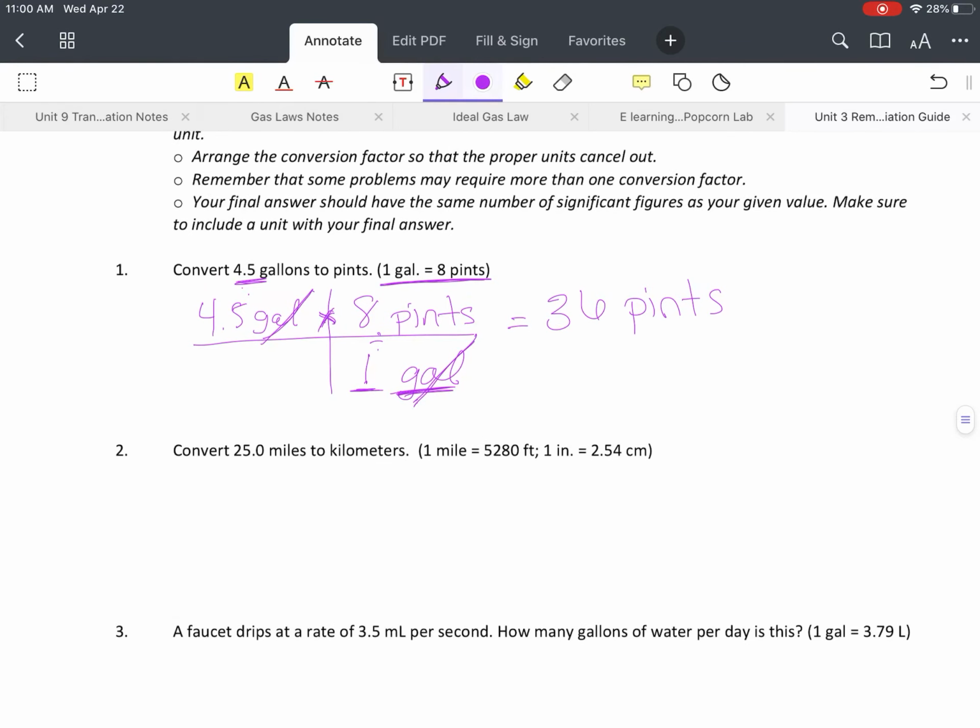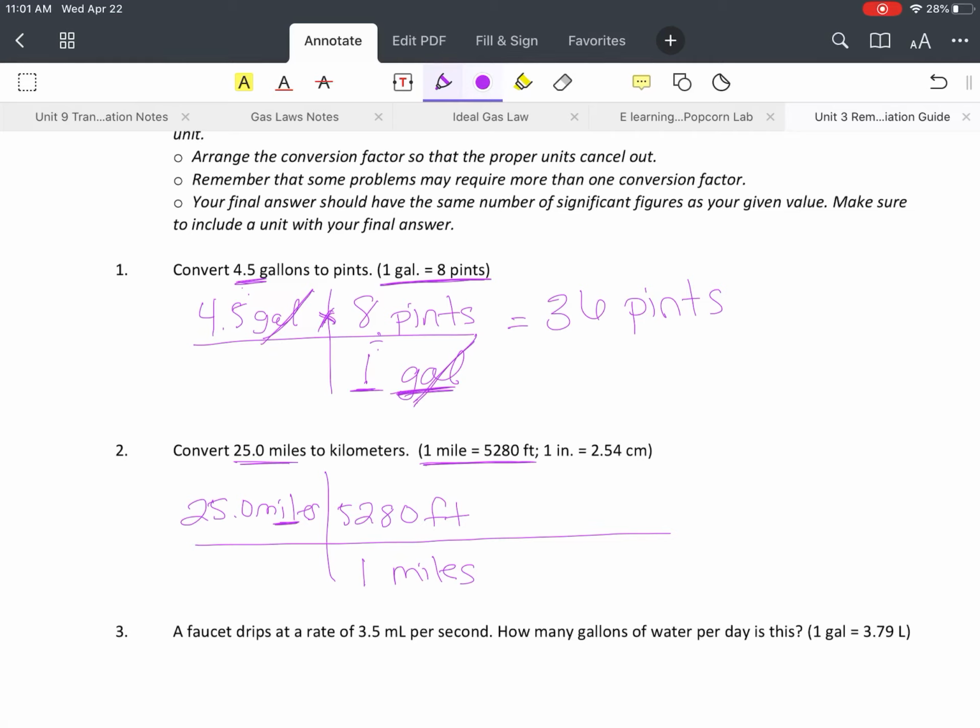All right, let's do number 2 because it's a little longer. So remember, I'm just going to start setting up my train tracks. I'm always going to start with what I'm given, 25.0 miles, and I want to turn it into kilometers. So I know that because I have miles up here, I have to have miles down here. So I'm going to look at my conversions. Where do I have miles? Which conversion? This one right here, right? So it's going to be 1 mile is equal to 5,280 feet.